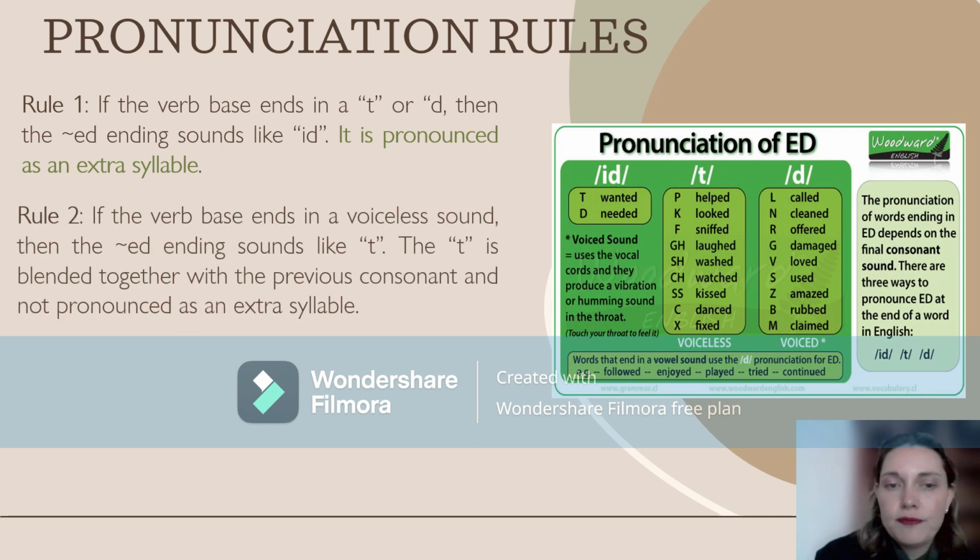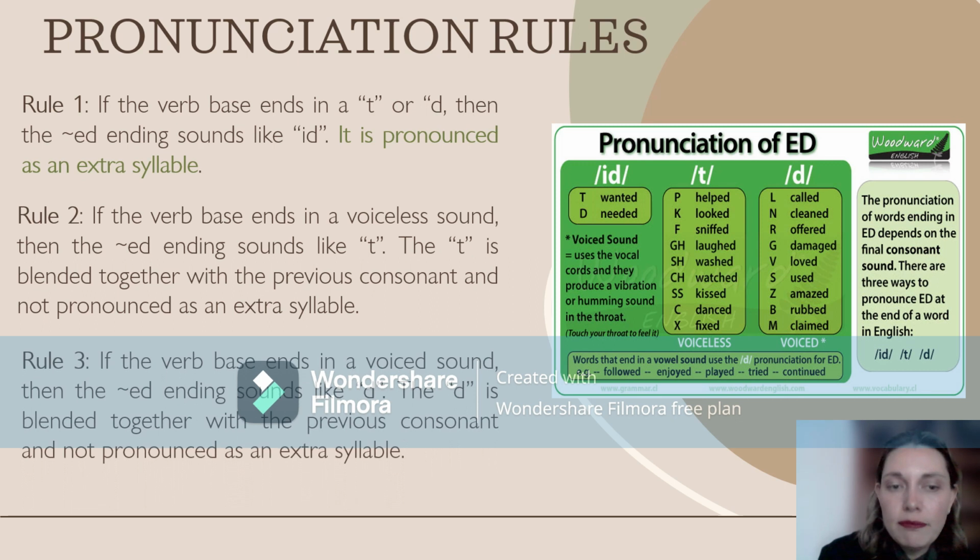Rule number 2. If the verb base ends in a voiceless sound, then the ed ending sounds like t. The t is blended together with the previous consonant and not pronounced as an extra syllable. For example, help, helped, not help-ed. Help, helped.